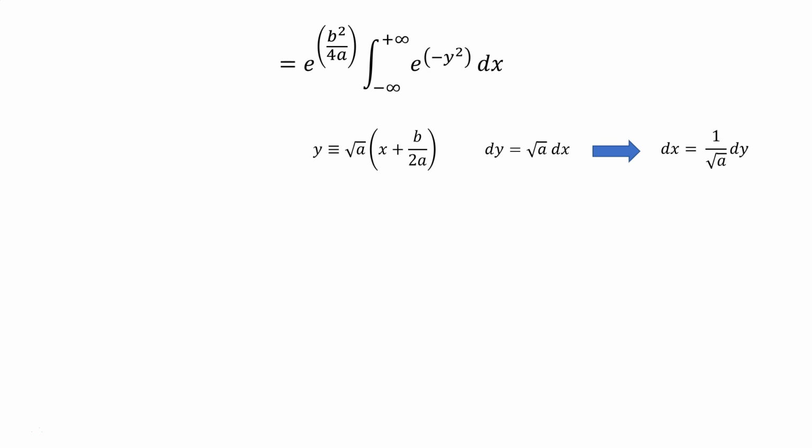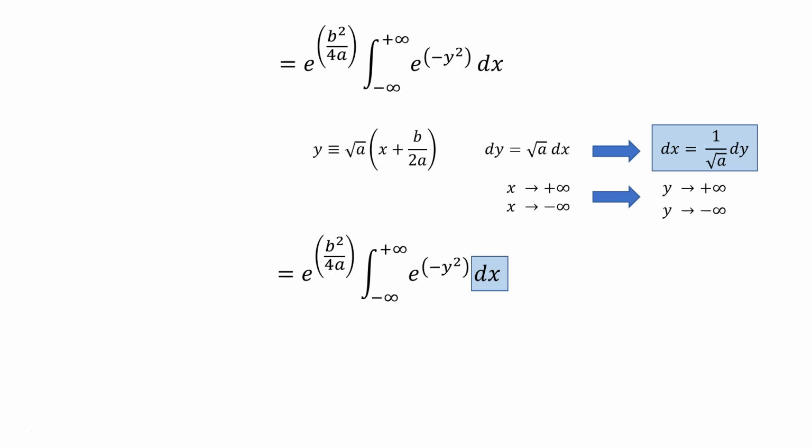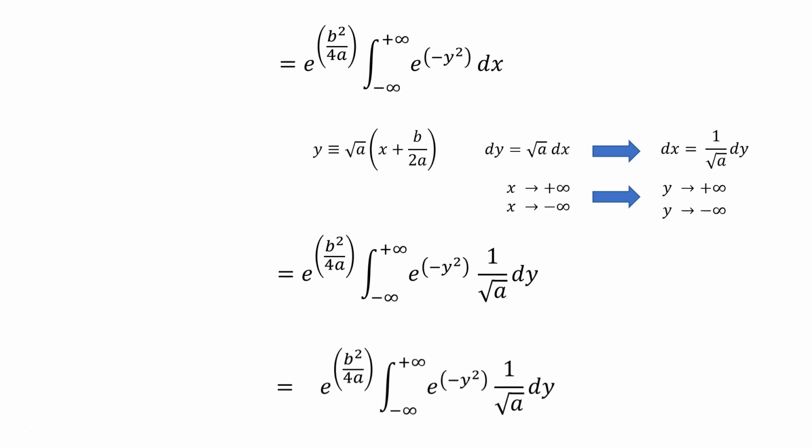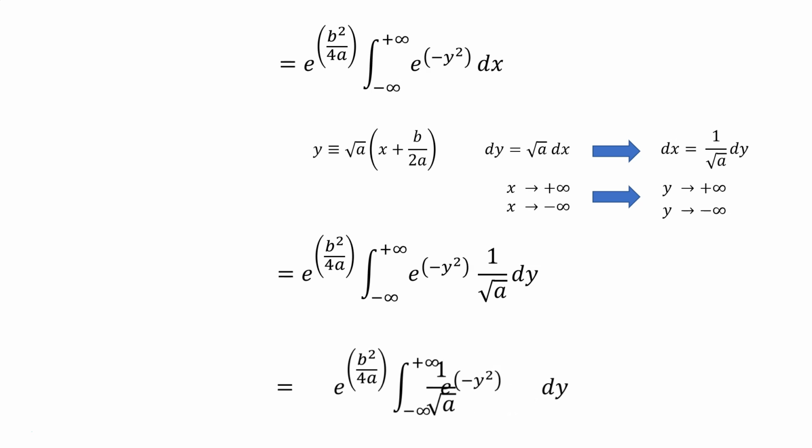We also need to change the bounds of the integral. When x equals infinity, y also equals infinity. And when x equals negative infinity, y also equals negative infinity. So the bounds don't change. We replace dx in our integral with 1 over the square root of a times dy. 1 over the square root of a is a constant and can then be moved outside the integral to the front.